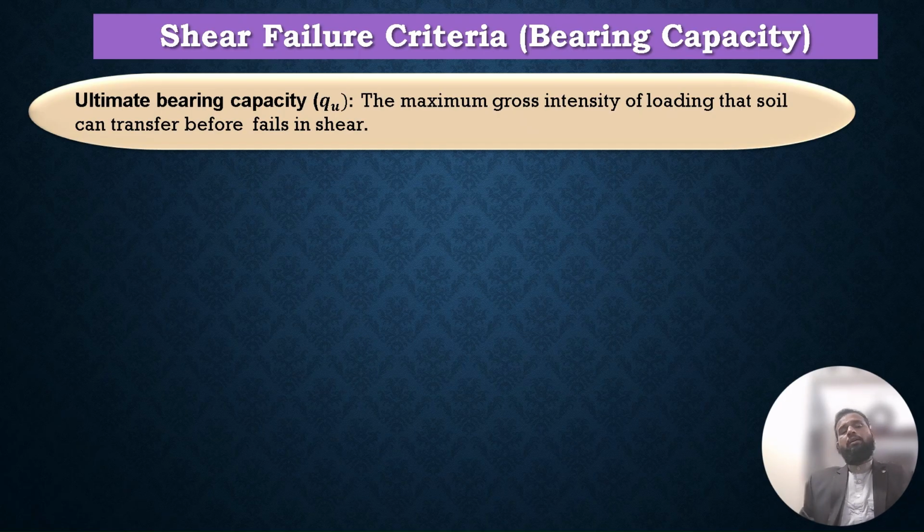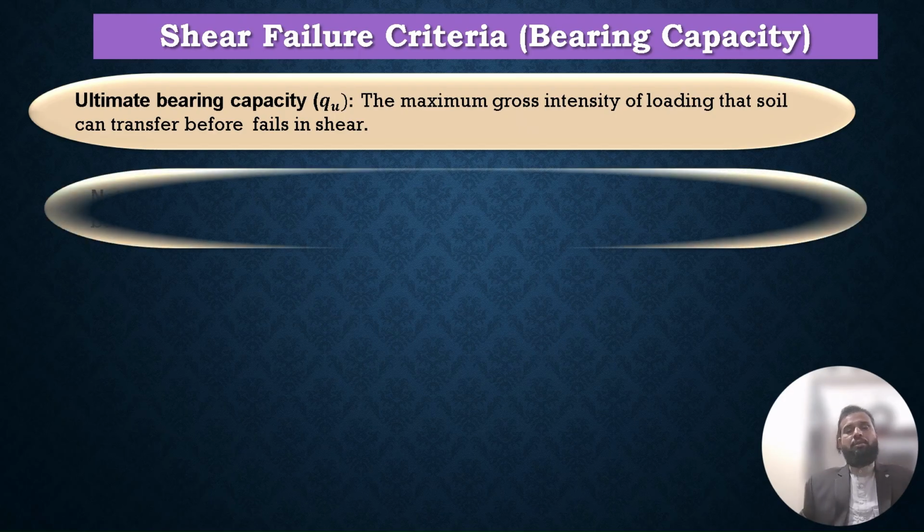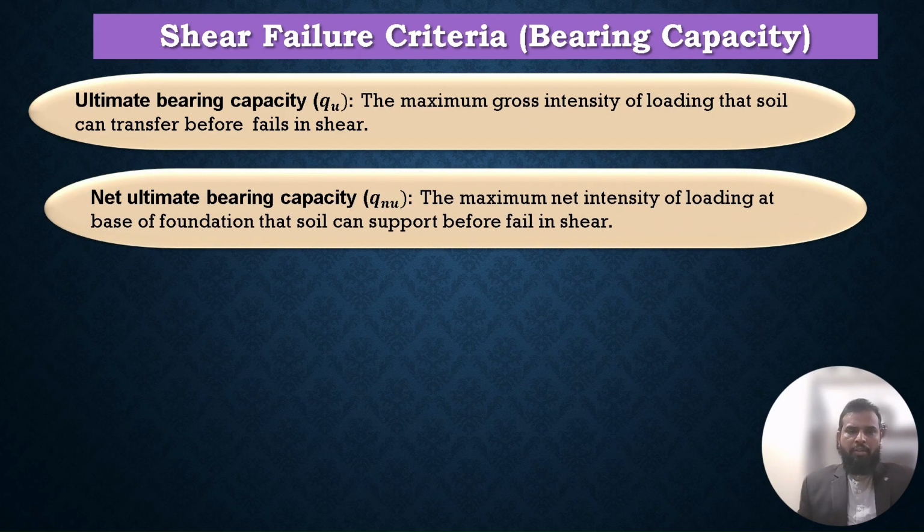Before going into detail, we must understand the basic terminology used in bearing capacity calculation. First is the ultimate bearing capacity. The ultimate bearing capacity is nothing but the maximum gross intensity of loading that soil can transfer before failing in shear. Our aim is to design the foundation so that it does not fail in shear. Then we have the net ultimate bearing capacity.